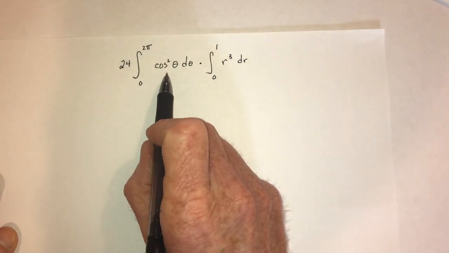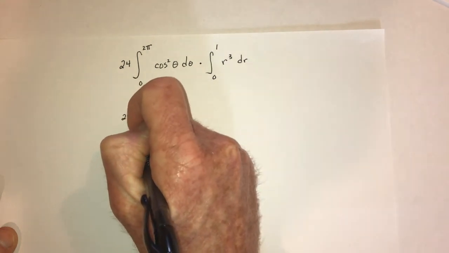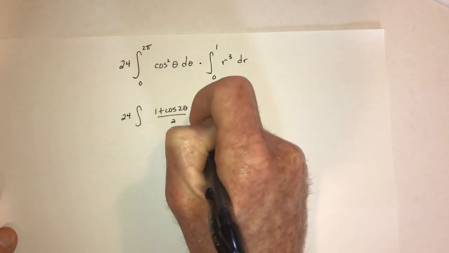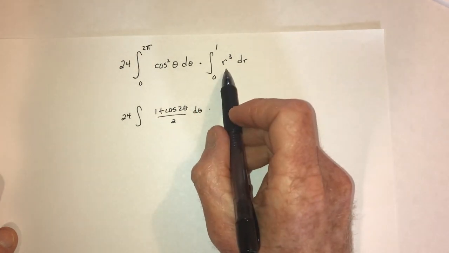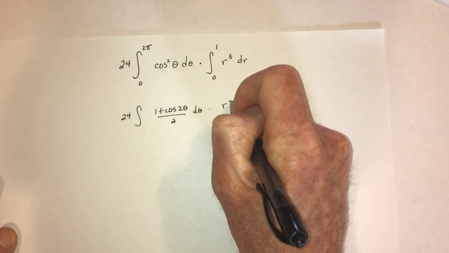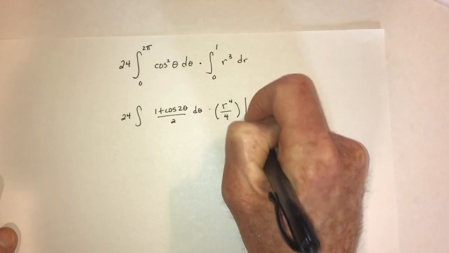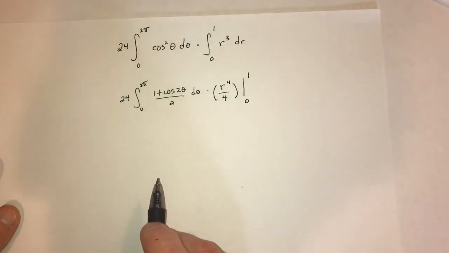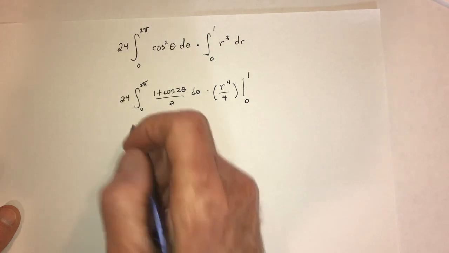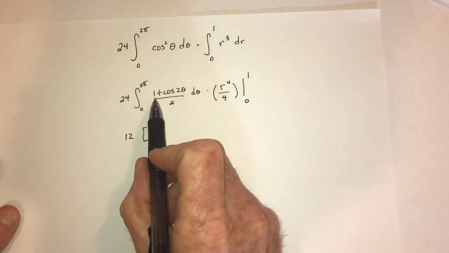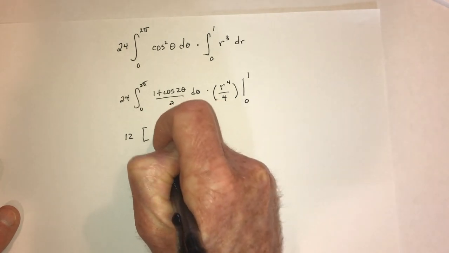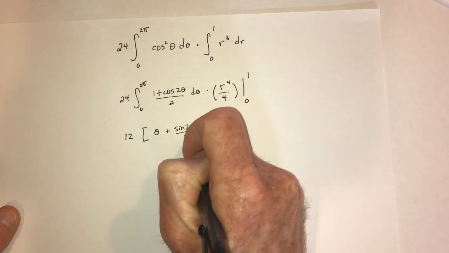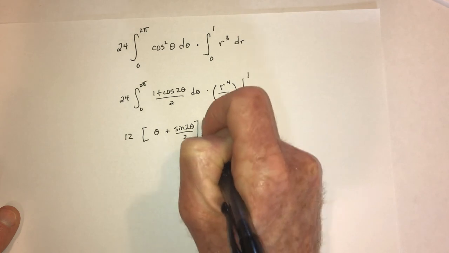So in order to integrate cosine squared, we need to use the trig identity. Cosine squared is 1 plus cosine of 2 theta over 2. And then for this one, we could go ahead and integrate it. That's going to be r to the 4th over 4, and that gets evaluated from 0 to 1. And then for this one, I would factor out the 1/2, so this actually becomes a 12. And once you do that, the antiderivative of this 1 is theta. The antiderivative of cosine 2 theta is sine 2 theta, and because of the chain rule, you have to divide by 2. And then that gets evaluated from 0 to 2 pi.